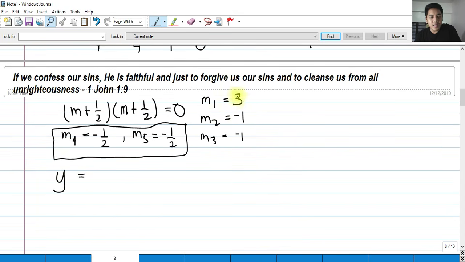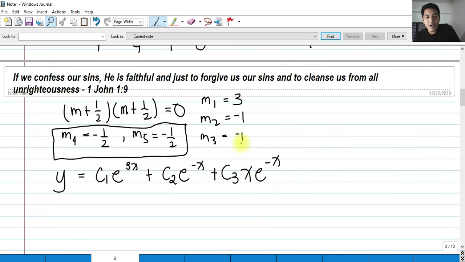So, this is distinct, so we have c sub 1 e raised to 3x. That's the distinct. And this is repeating, as you can see. So we have plus c sub 2 e raised to negative x, because negative 1 times x is negative x. Since it repeats, we can have c sub 3 multiplied by x, again e raised to negative x, because negative 1. And another set of repeating roots, we have here m sub 4 for negative 1 half, and m sub 5 negative 1 half.